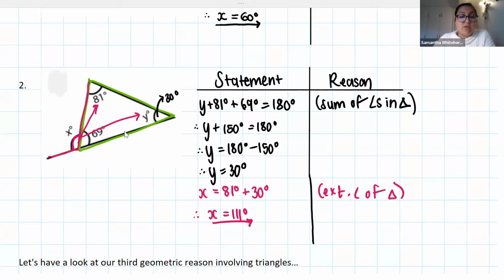There's no really other way that you can do this, but that is your alternative reason there. So you don't have to start with Y, no. You could have started with X using angles on a straight line, and then you could have gone to Y, and you could have then used sum of angles in a triangle or exterior angle of a triangle.